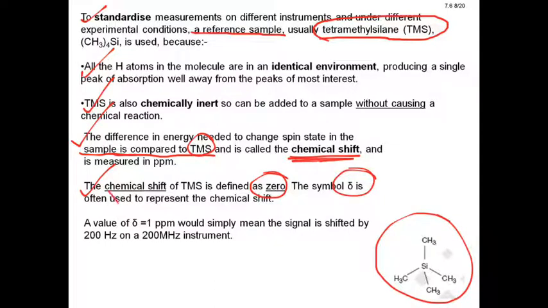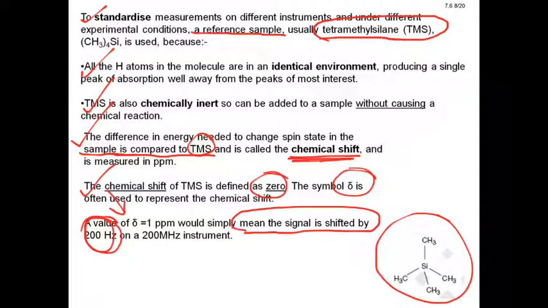Now, I'll go over this in more detail on the next screen, but a value of 1 part per million would simply mean that the signal compared to TMS of whatever's doing the absorbing, so whatever proton environment is doing the absorbing compared to where TMS is absorbing, is shifted by, say, 200 Hertz of radio wave frequency when you are bombarding the thing with 200 megahertz of radio waves.